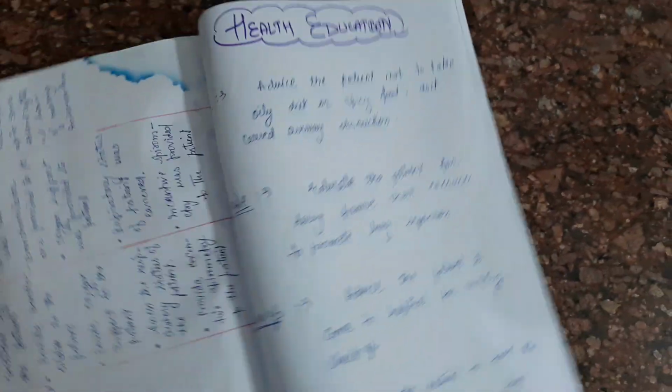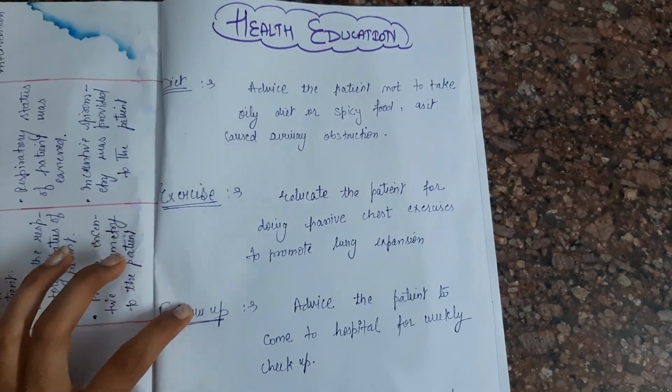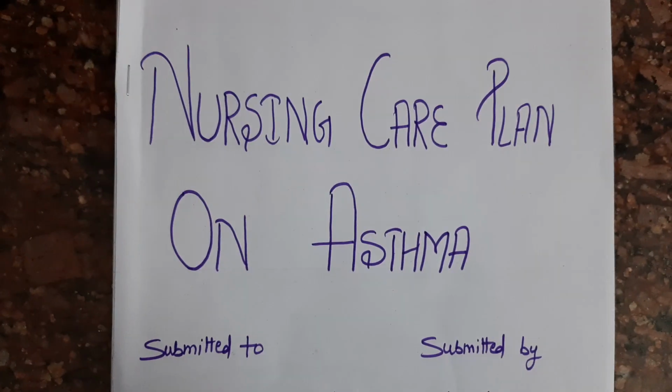Here at the end, I also wrote down the health education. We have to educate the patient about the diet, exercise, follow-up, and medication. So here we completed our nursing care plan on asthma.